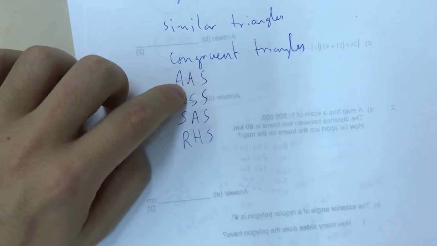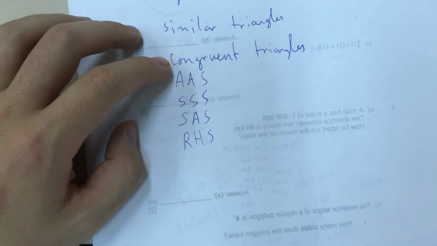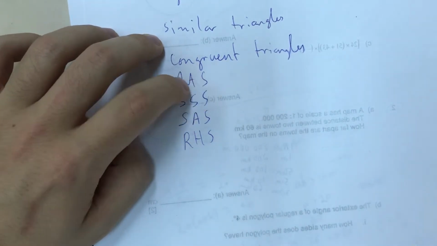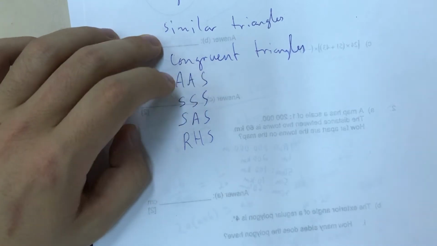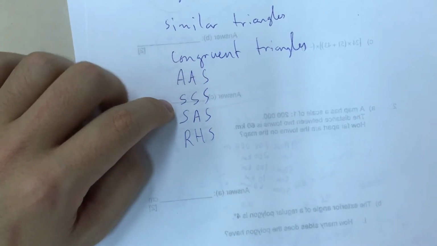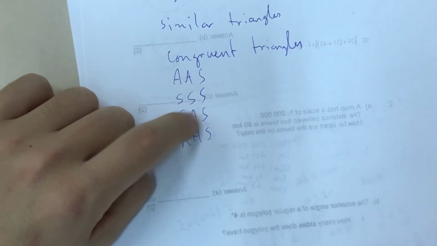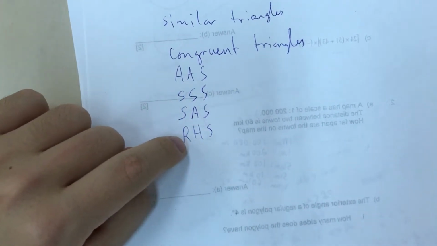And two angles being equal is the same as three angles being equal. Having one side in the same ratio doesn't really say anything. So for similarity, it will be just AAA. SSS will be three sides in the same ratio. SAS will be two sides in the same ratio, and the included angle is equal.